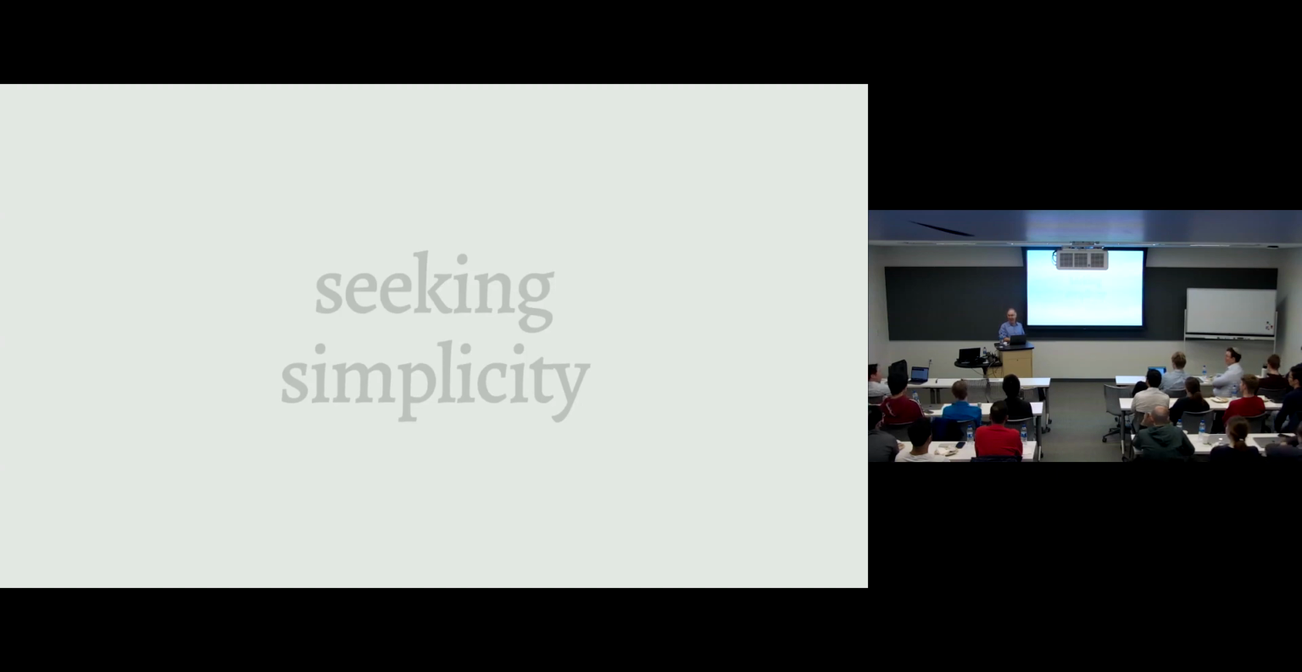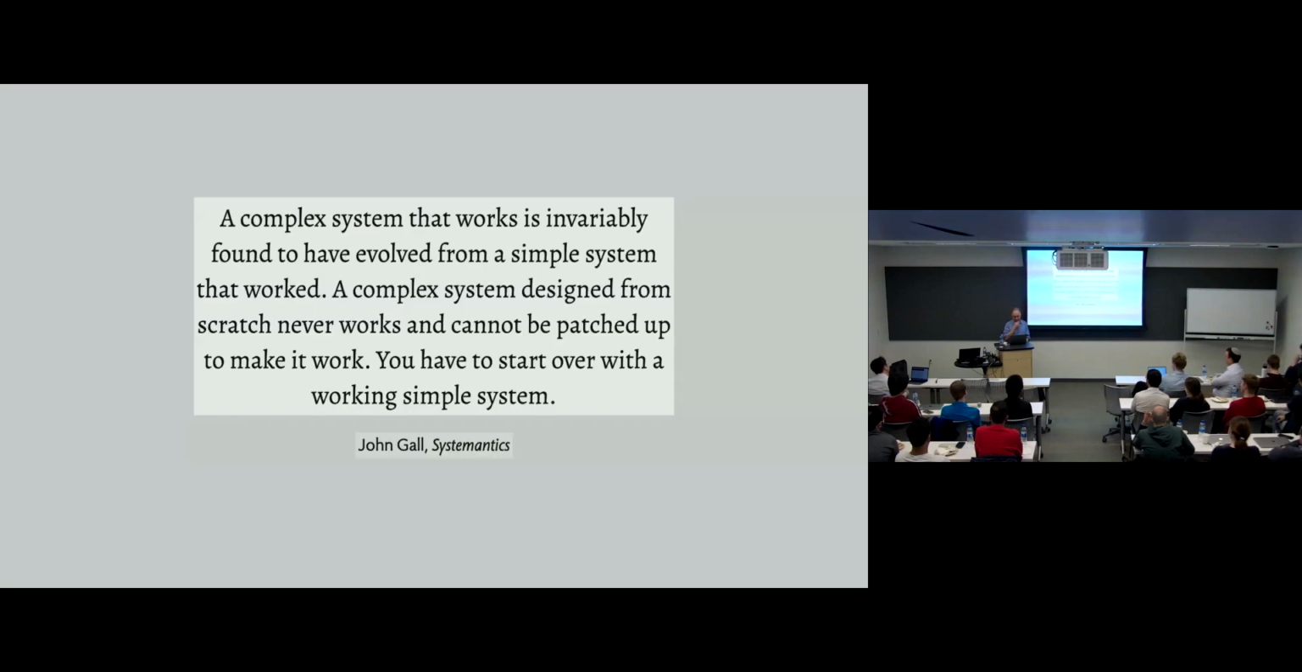And I think there is an argument that simplicity is sometimes overrated. But I very much like this observation from John Gall's very eccentric book, Systemantics. What he essentially does is grant you that you cannot be simple. But he says this: a complex system that works is invariably found to have evolved from a simple system that worked. A complex system designed from scratch never works and cannot be patched up to make it work. You have to start over with a working simple system. And I really believe this to be true.